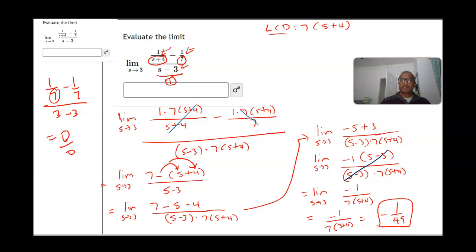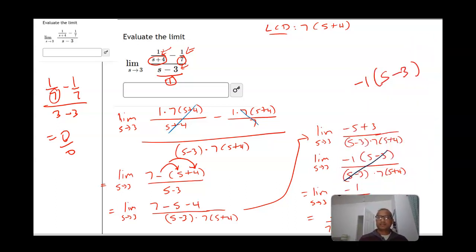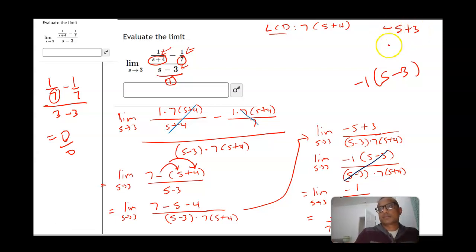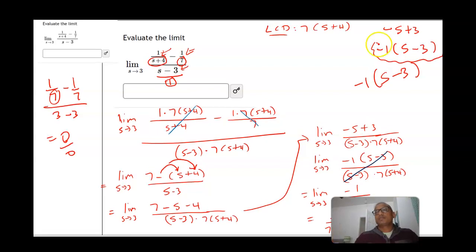Okay, and I'm going to show you that factoring step one more time. If I have a negative s plus 3, I factor out a negative 1. Factoring means to divide. So a negative s divided by negative 1 is s, and 3 divided by negative 1 is negative 3. And that's how I get that negative 1 times s minus 3.